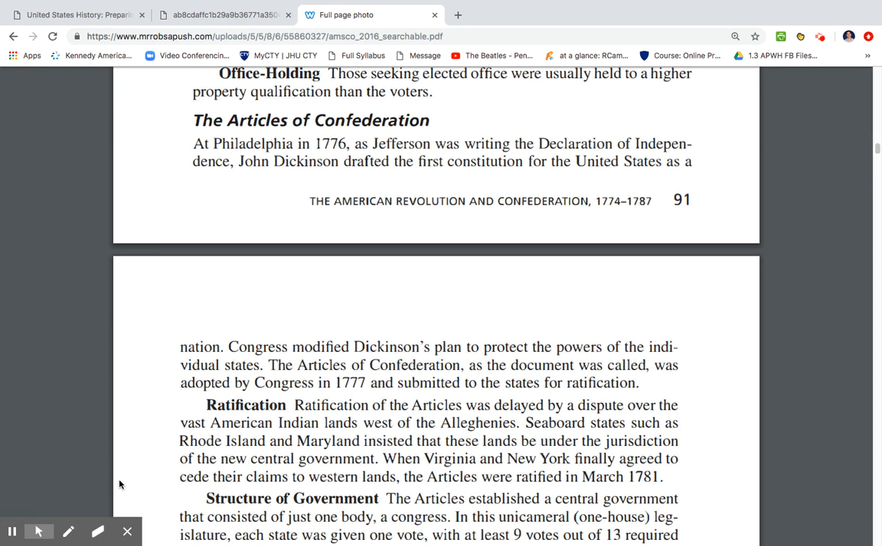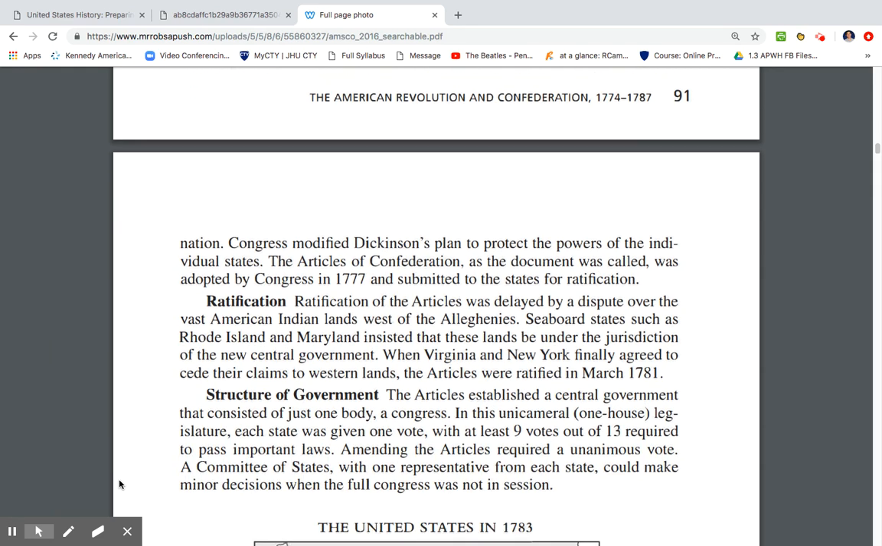So with that in mind, we have what we call the Articles of Confederation that would come into existence. This is the first government that is set up. At Philadelphia in 76, as Jefferson was writing the Declaration of Independence, John Dickinson drafted the first Constitution of the United States as a nation. Congress modified Dickinson's plan to protect the powers of the individual states. The Articles of Confederation, as the document was called, was adopted by Congress in 1777, and it's submitted to the states for ratification. Ratification means it needs to be passed.